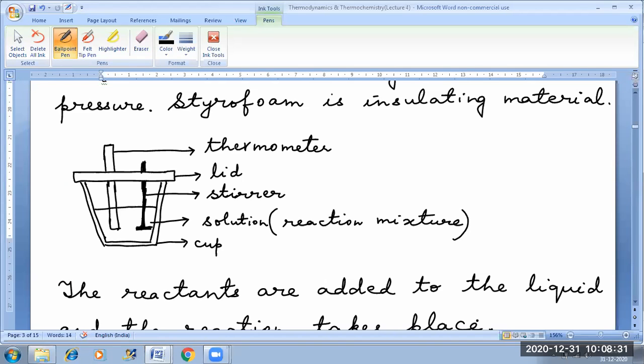And there is a stirrer. This stirrer is used for agitating the liquid, because if you stir, then uniformity is maintained. After you stir a solution, the solution is uniform in concentration. So you keep stirring the solution. Once it is stirred, the heat is also uniformly distributed throughout the solution. Now, because of this reaction, temperature will rise, and that temperature rise is recorded with the help of a thermometer.